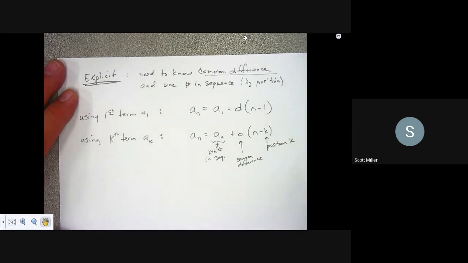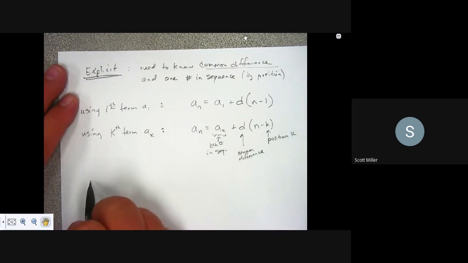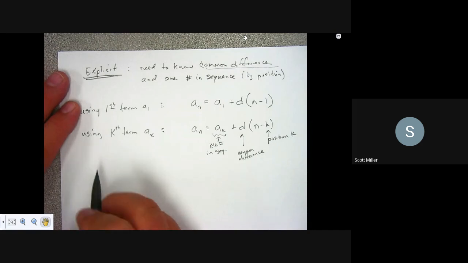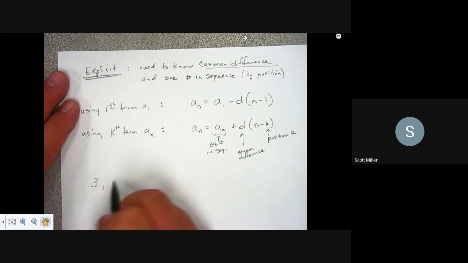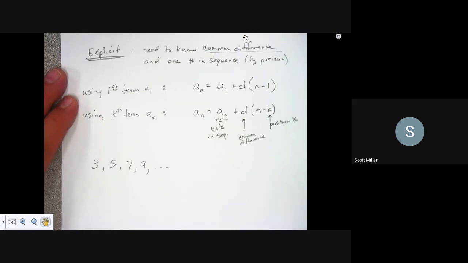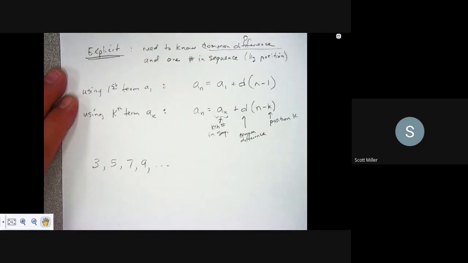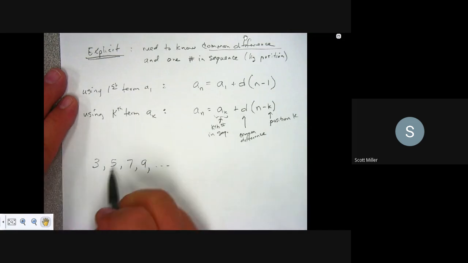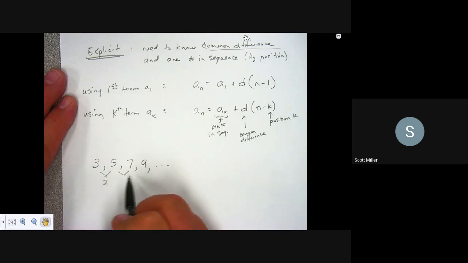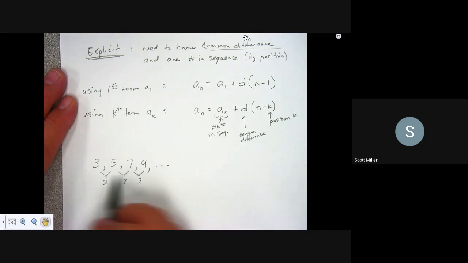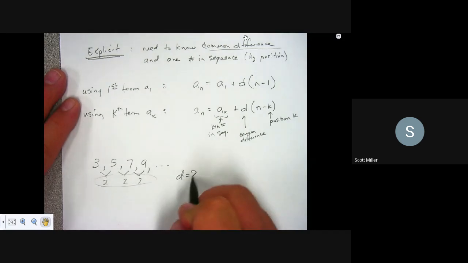So let's look at an example here for this one. I want to show you it. Not that one. Let's make one up. So let's take 3, 5, 7, 9, and so forth. So the first thing you have to do is determine whether or not this is going to have a common difference. You literally just subtract these two numbers. So 5 minus 3, 2. 7 minus 5, 2. 9 minus 7, 2. So this is going to keep repeating. So we have a common difference of 2.